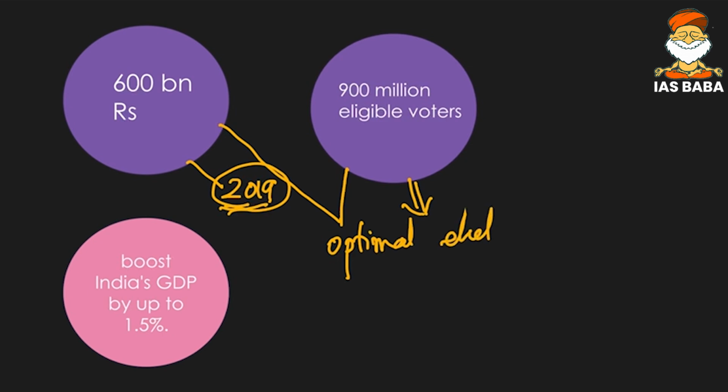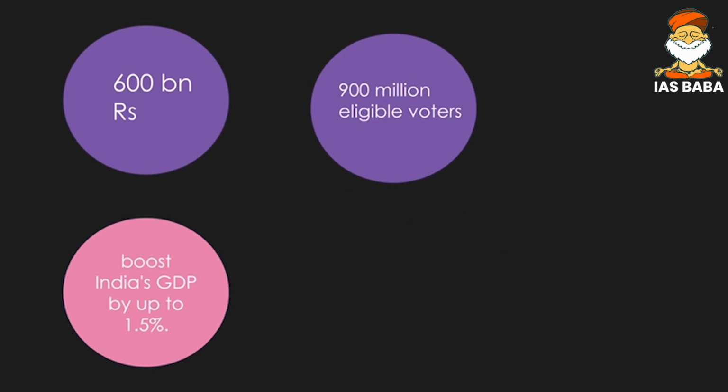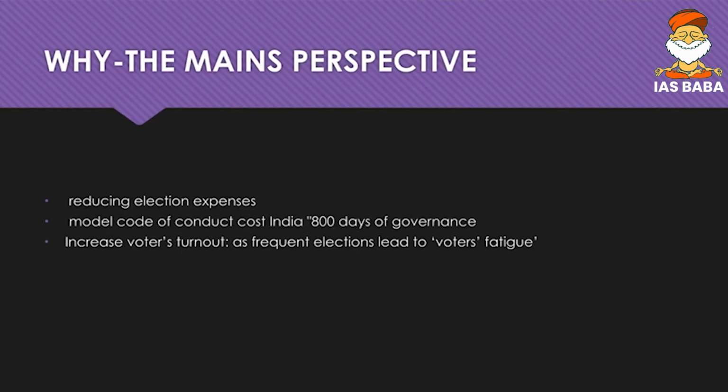It is now being said that when you introduce simultaneous elections, it can boost India's GDP by up to 1.5%. Now, to put it into context, some arguments for simultaneous elections say that the election expenses are going to be drastically reduced because you have one particular time where all the elections are going to happen. So you just need the manpower and your resources for that one particular time.